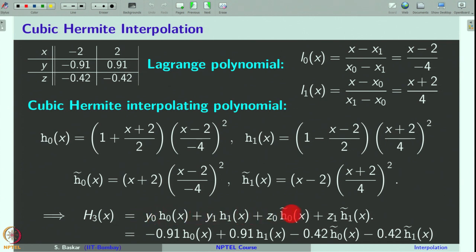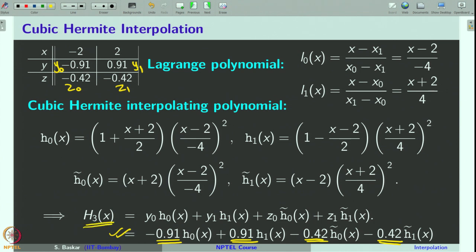Remember, the formula is given like this. You have y naught h naught plus y1 h1 plus z naught h naught tilde plus z1 h1 tilde. What is y naught? This is y naught, this is y1, this is z naught, and this is z1. So, you have to substitute these values, and you can leave it in this form, or if you wish, you can also simplify it to see that it is indeed a polynomial of degree less than or equal to 3.